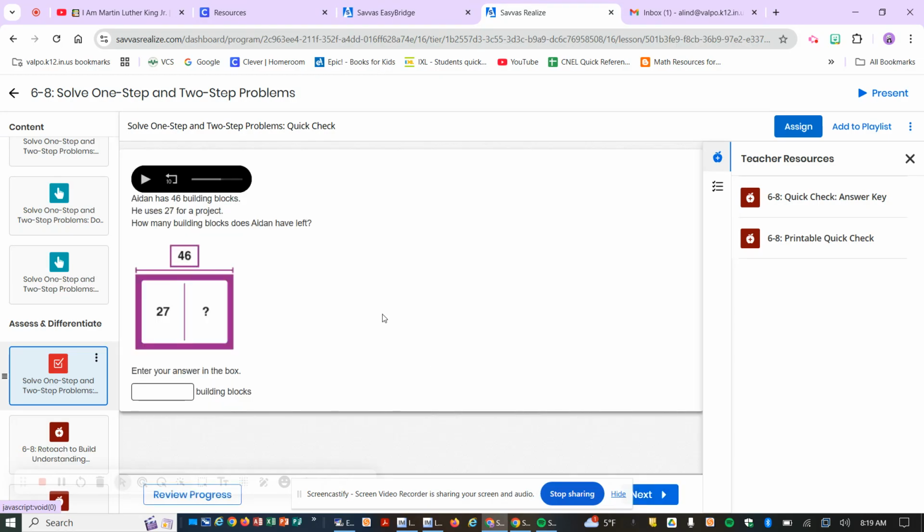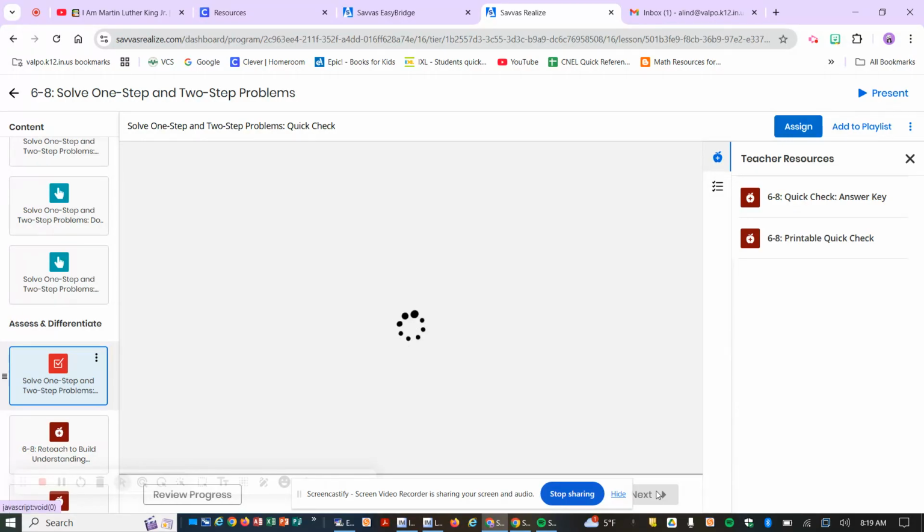Number 2. Aiden has 46 building blocks. He uses 27 for a project. How many does he have left? If we have the whole and one part, we have to subtract. 46 minus 27 gives you your answer.